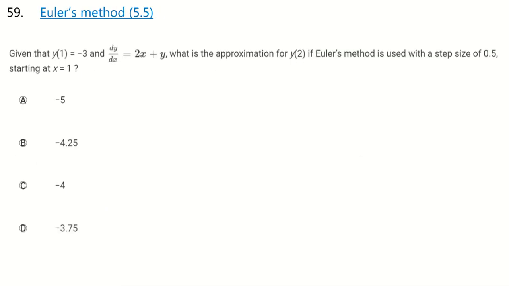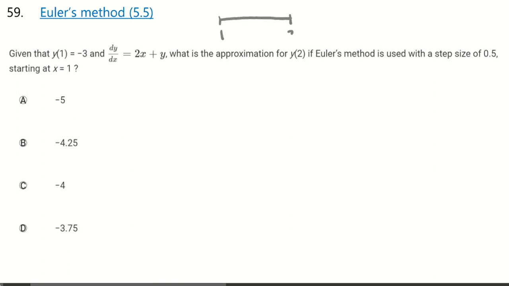Euler's method. That's something that we did recently, and it seems like we're pretty good at. So we know that if we're going to use a step size of 0.5 starting at x equals 1, trying to get to x equals 2, it's going to be 2 steps of 0.5. It's going to be 1.5. So my first step, I'll go 1 to 1.5, and then my second step, I'll go 1.5 to 2.